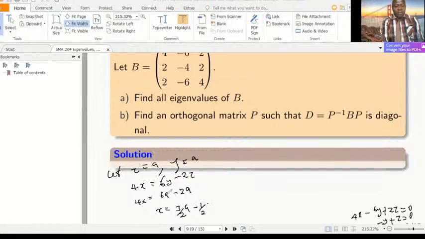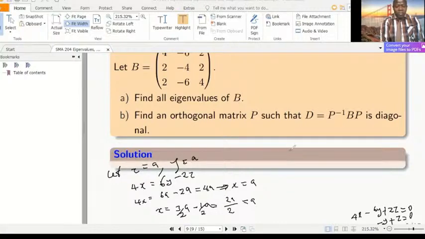Actually, I didn't even need this. I would just have said that x becomes a, because it gives the same thing I get here. 2 into this would be 2, so that is just a. So x is a.